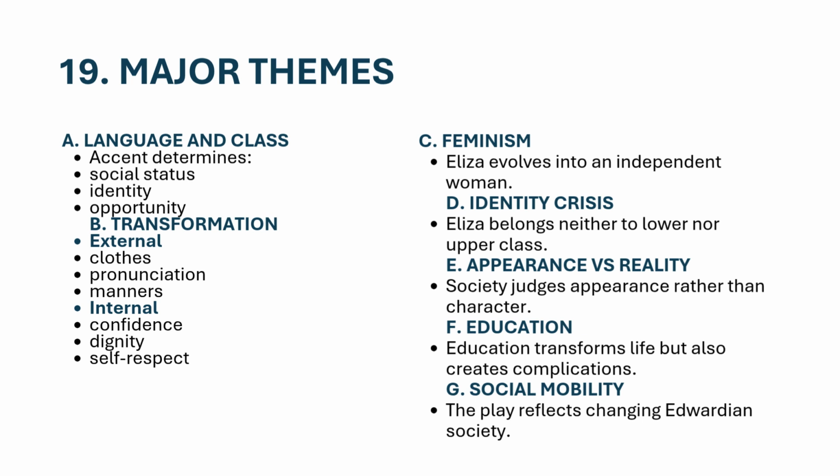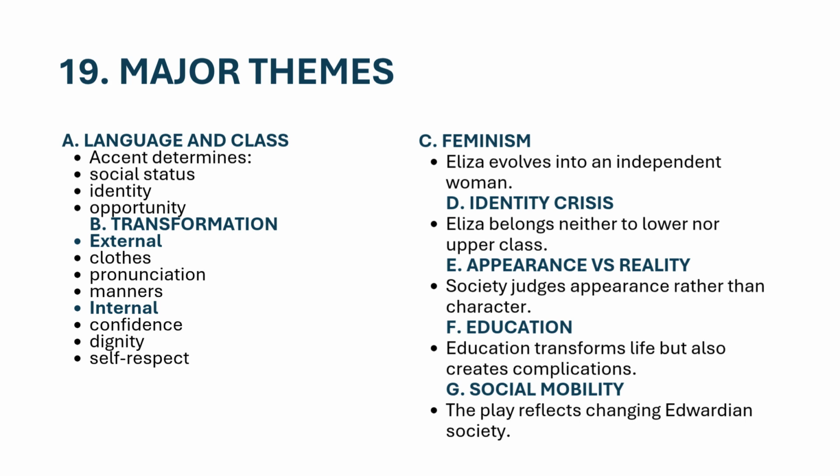The first is external transformation. Eliza receives new clothes, learns proper pronunciation, and acquires upper-class manners. These changes make her appear like a refined lady. However, Shaw suggests that external transformation alone is not enough. The more important transformation is internal. Eliza develops confidence, dignity, self-respect, and independence. By the end of the play, she is no longer the frightened flower girl of Act 1. She becomes a strong individual capable of making her own decisions.